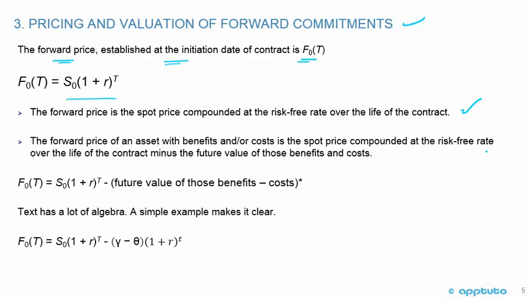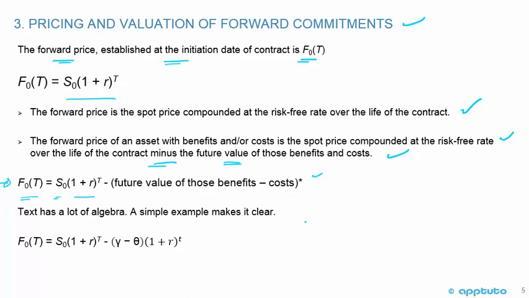Now the forward price of an asset with benefits and/or costs is the spot price compounded at the risk-free rate over the life of the contract minus, be careful here, minus the future value of those benefits and costs. So here we have the formula updated to include if the asset has some benefits or costs. So it starts the same. The forward price at time 0 equals the spot price at time 0 times 1 plus the interest rate to the power of t, minus the future value of those benefits minus the costs, okay?